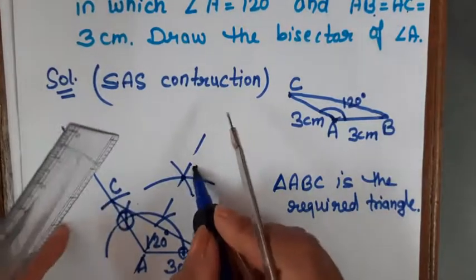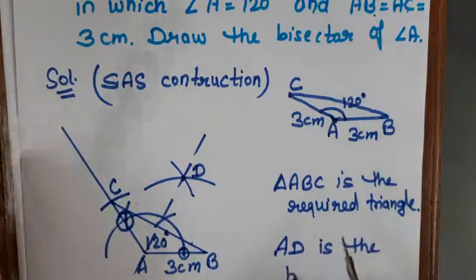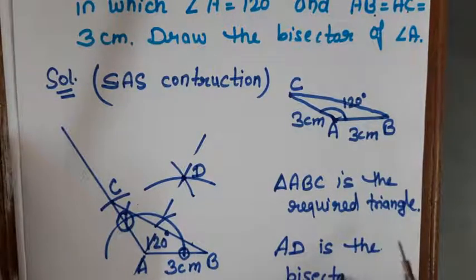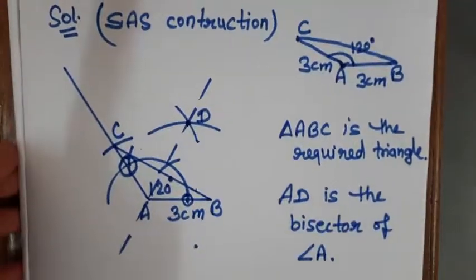Suppose this is point D. AD is the bisector of angle A. I hope these 2 questions are clear to you.